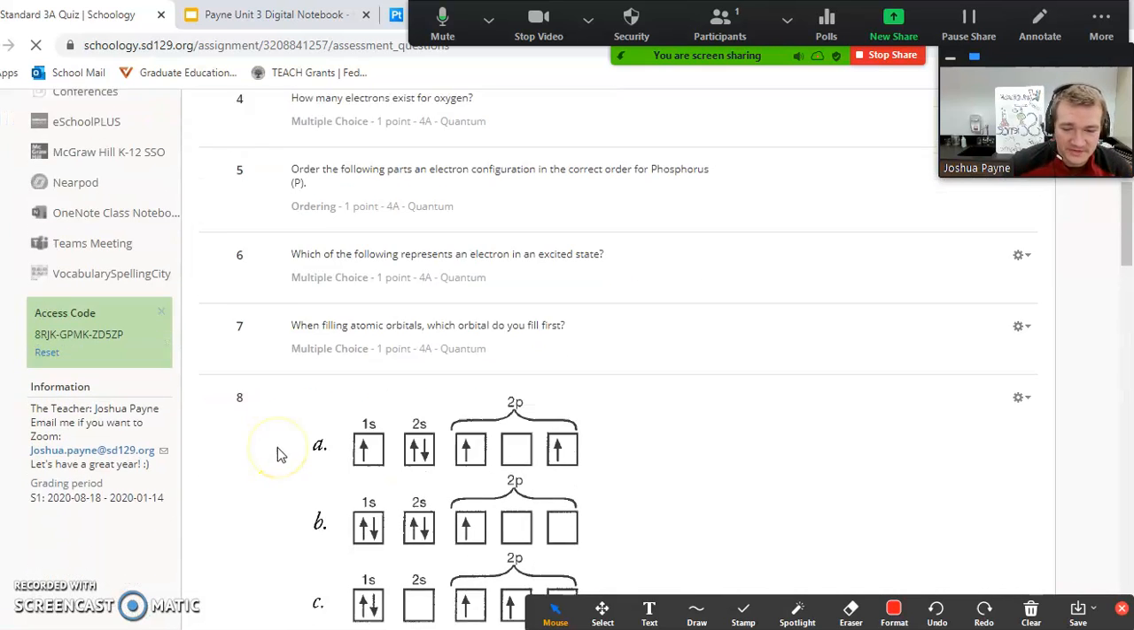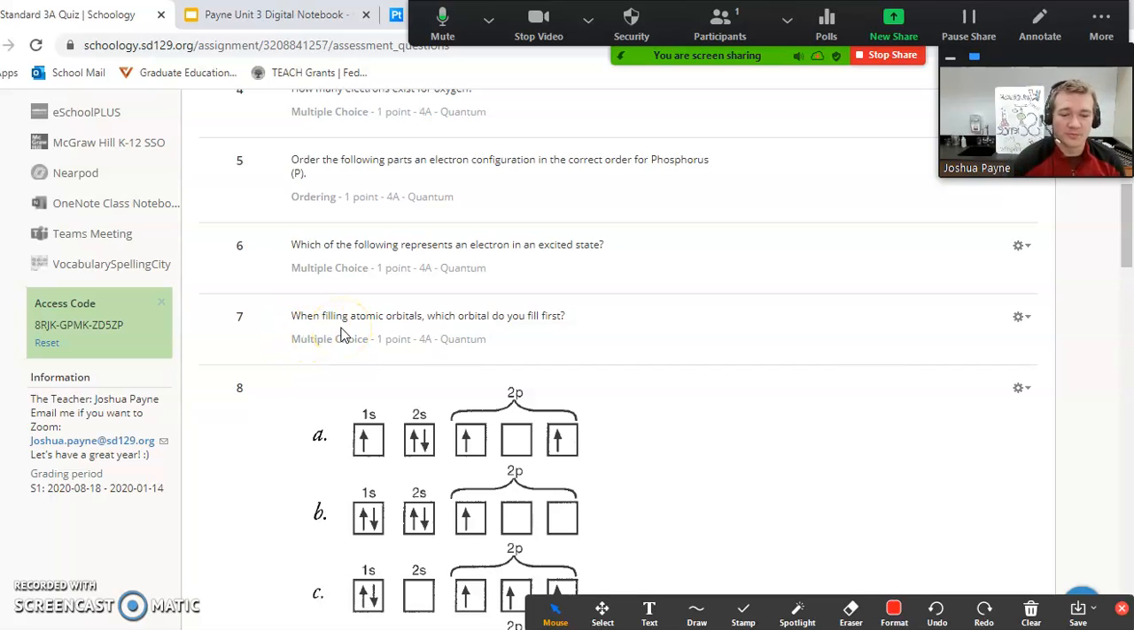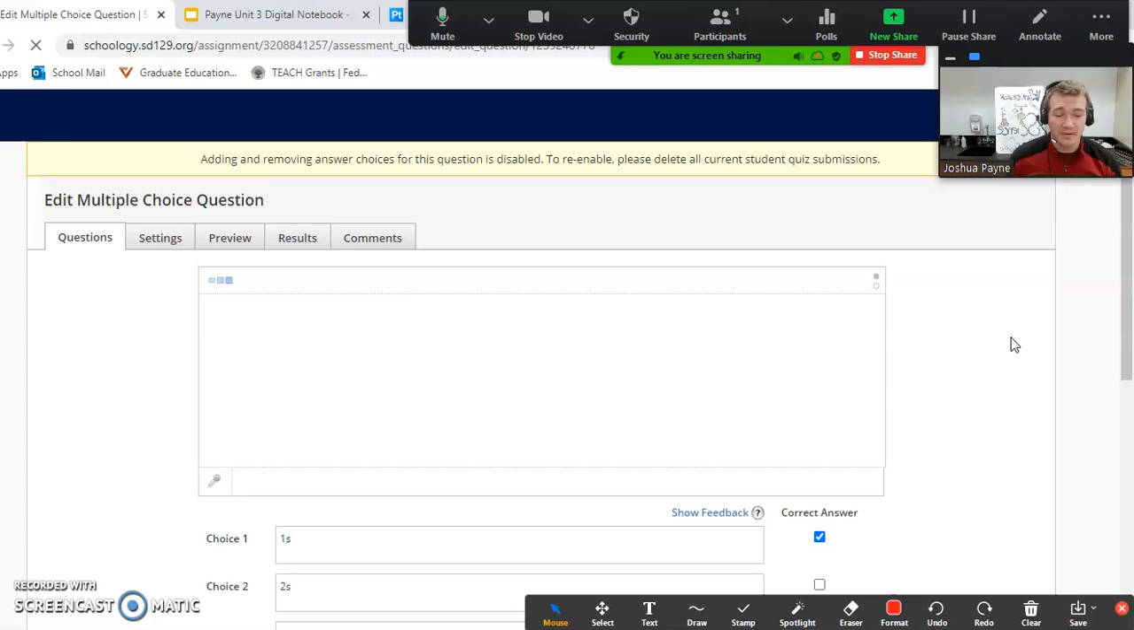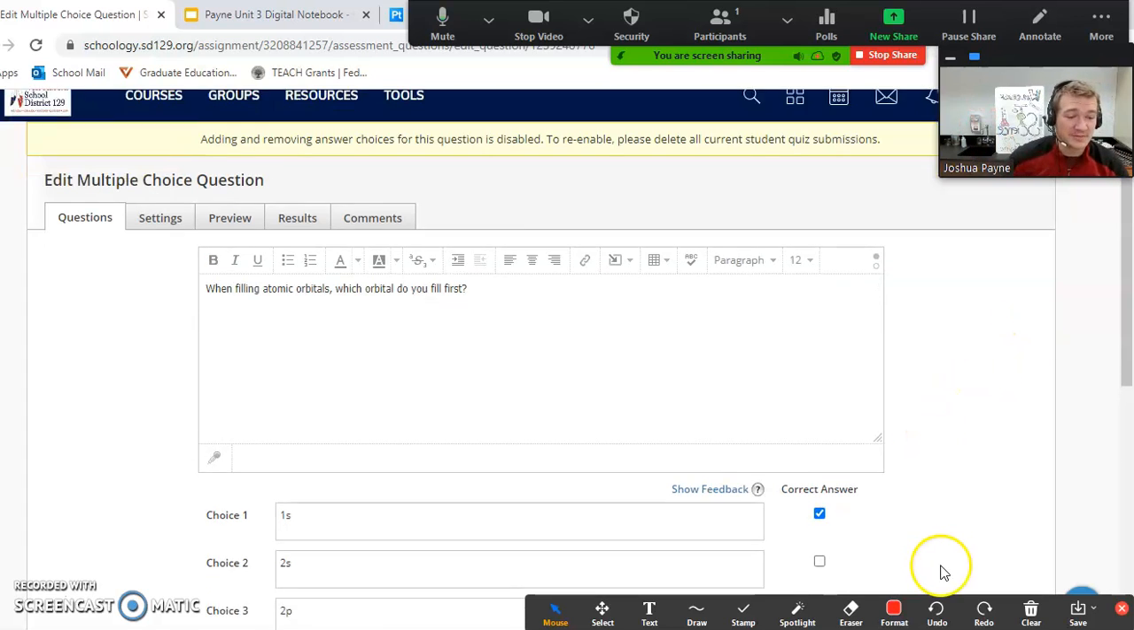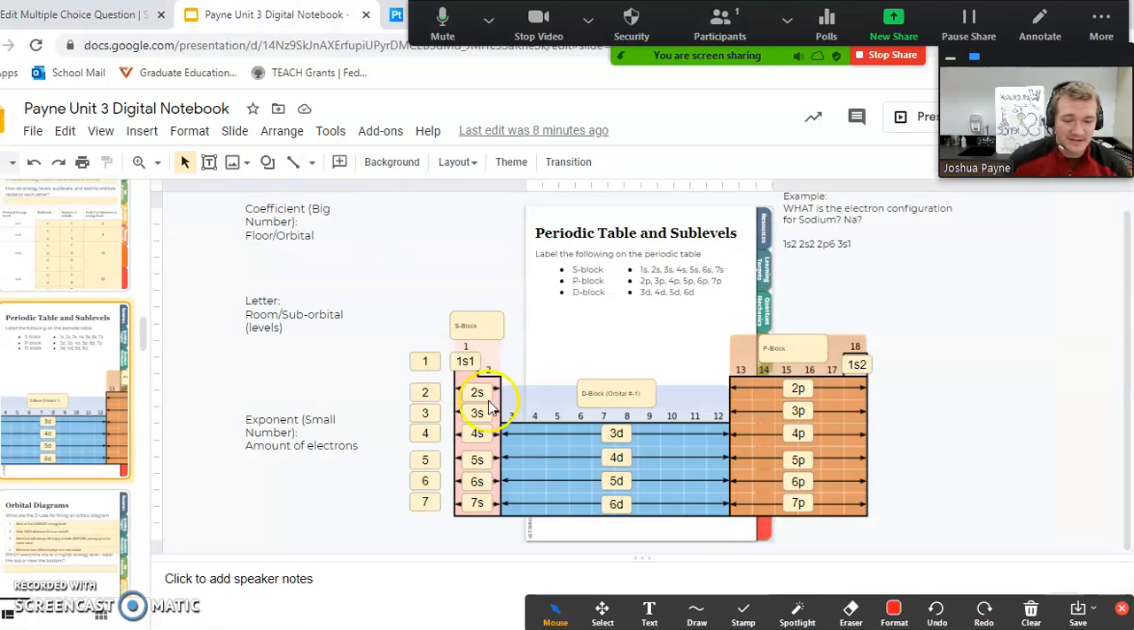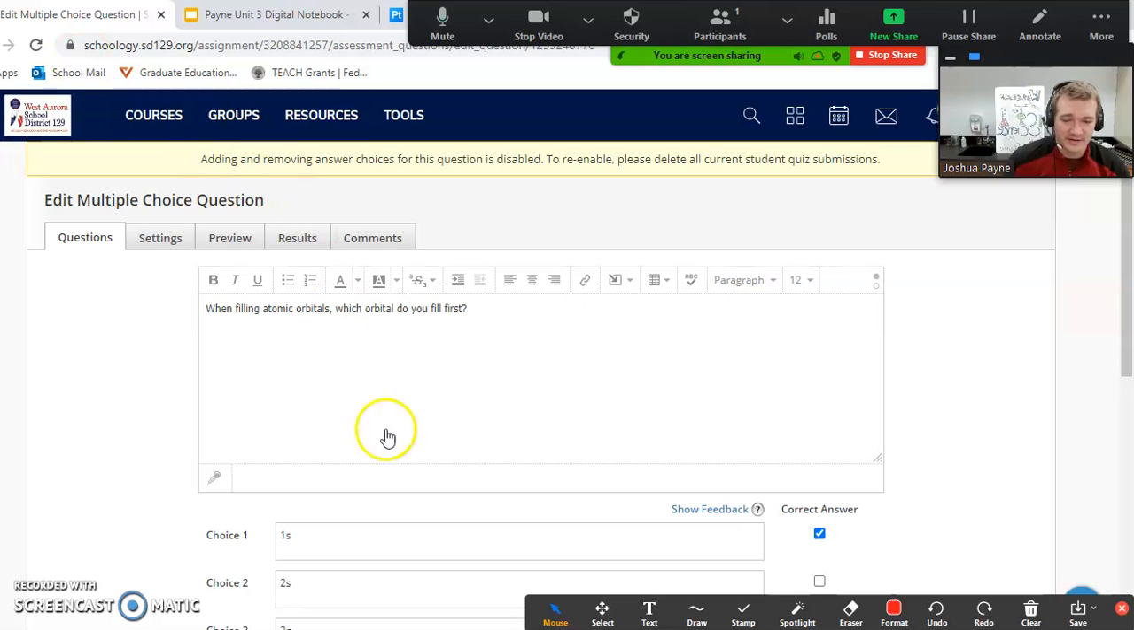All right, our next question is, when filling atomic orbitals, what orbital do you fill first? I feel like I shouldn't even have to cover this one. You guys should be pros at this. But, of course, remember, we always start in the top left of the periodic table, which is going to be our 1s. Even if we look here, we see 1s is always going to be where we start at the very top.